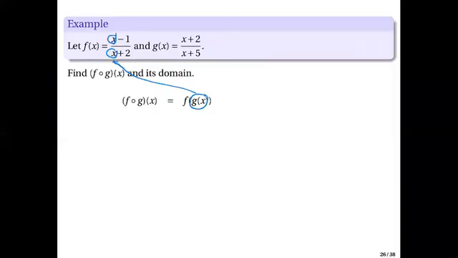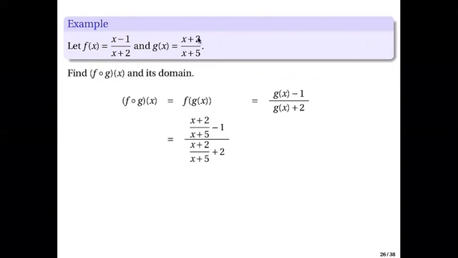So, we have the following expression. Your x here and your x here are now replaced by g of x. And then, we now replace your g of x with the representation of that function, which is x plus 2 over x plus 5. So here, x plus 2 over x plus 5 for this part. And then you have the minus 1. Then the denominator, you have x plus 2 over x plus 5 plus 2. So you just replace it.